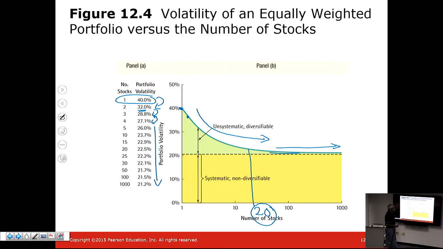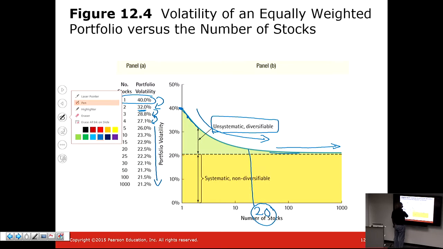So, this tells us 2 things. Number 1, risk reduction is possible. And number 2, beyond a certain point, risk reduction is minimal. The part where risk reduction is possible, we call that unsystematic risk or diversifiable risk. As we can see, we are reducing it. We are going down. We have reduced risk as I added more and more stocks to my portfolio. So that's unsystematic risk or diversifiable risk.